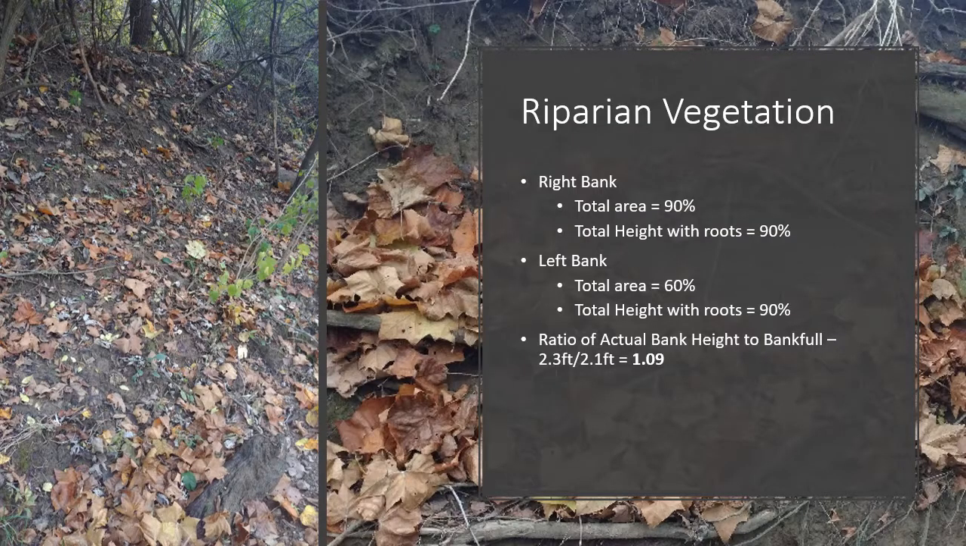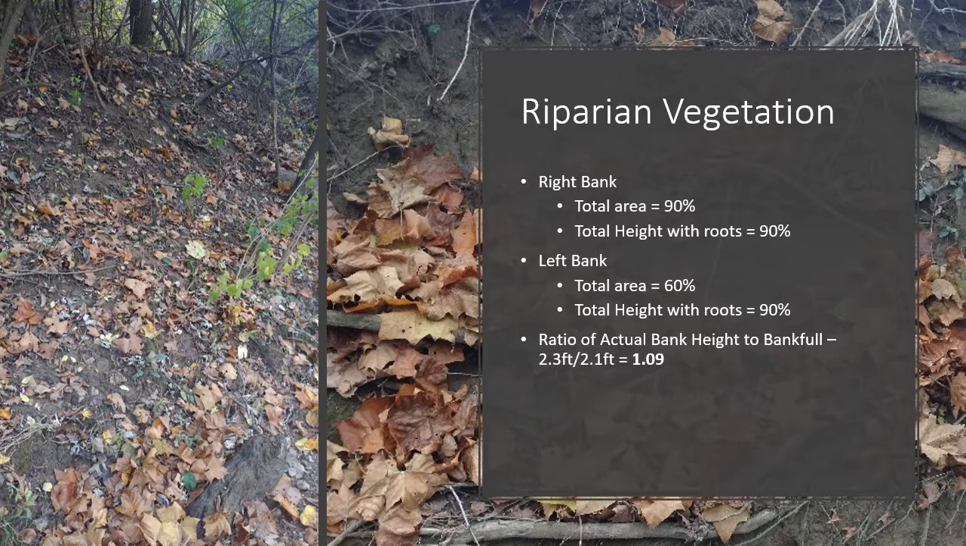So if you look at the left picture, that's the right bank, and on the right picture, that is actually the left bank. And you can see that there are lots of roots located there. But for the right bank, the total area covered by vegetation in the riparian area was about 90%, and the total height with the roots was about 90%. And in lots of places, it looked like it was about 100%.